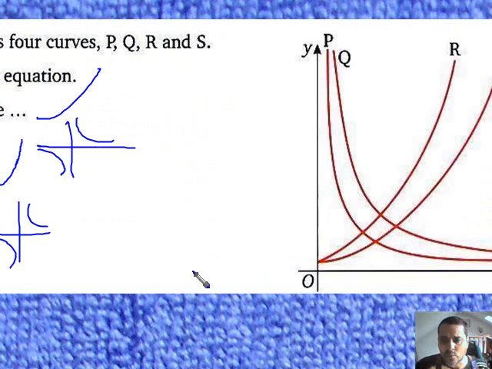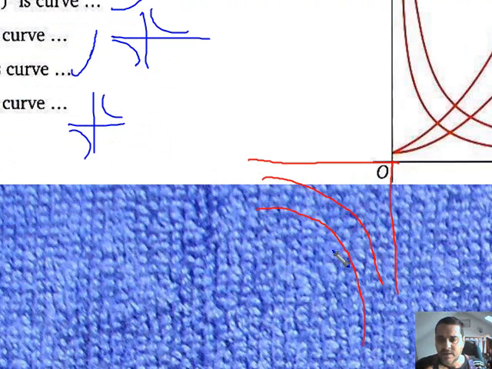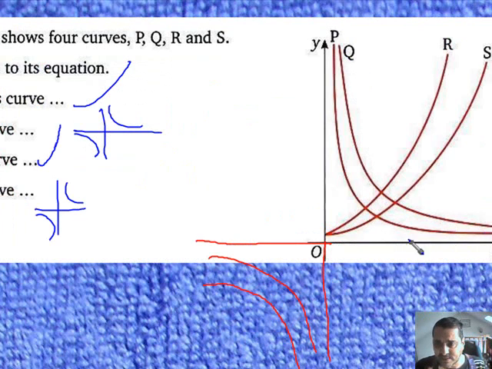What they haven't done, of course, is drawn us the negative expressions of these things, and there would have been something like this and like that, perhaps. So that's, if you like, the flip side of the graph in this area here. But they've not bothered with that. Do you recall that the number above the x, the numerator, the bigger that number is, the further away the graphs are from the axes. So listen, this Q graph is further away from the x and y axis than the P graph. So therefore the Q graph is going to be the one with the bigger number. So that one's going to be y equals 5 over x.